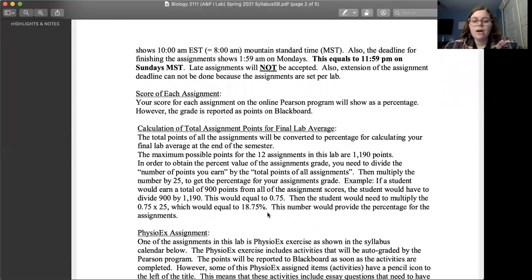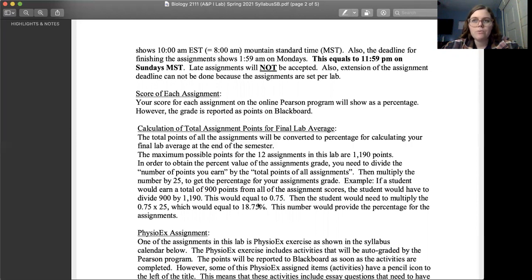If you need an example of how that ratio works, there's an example here that you can read through. But if you got 100% on the Pearson, then you got the equivalent in points, right? If the assignment was worth 21 points, then you got 21 out of 21 on Blackboard, right? So it's kind of strange.